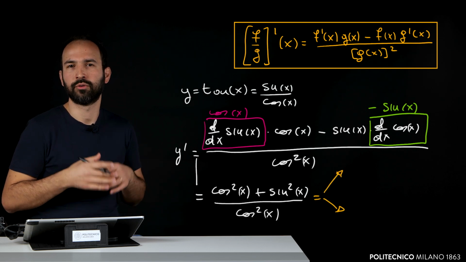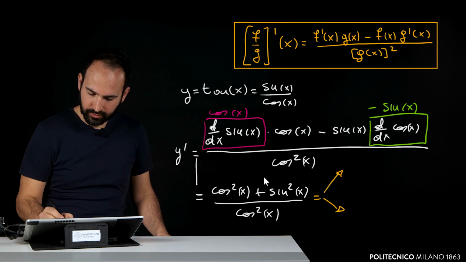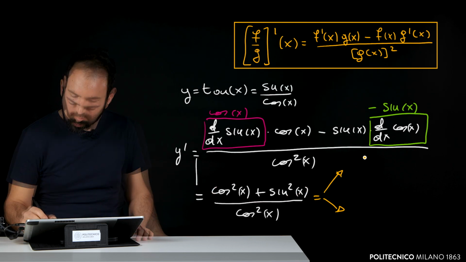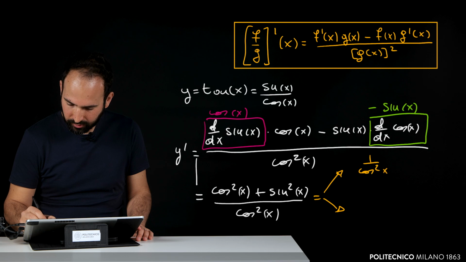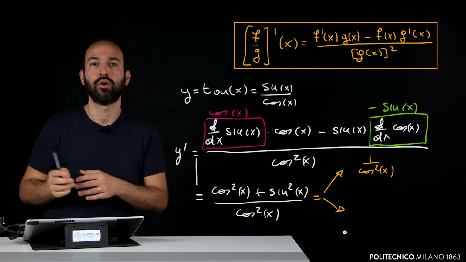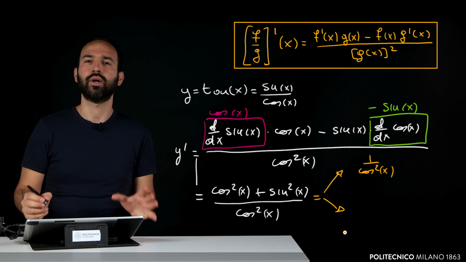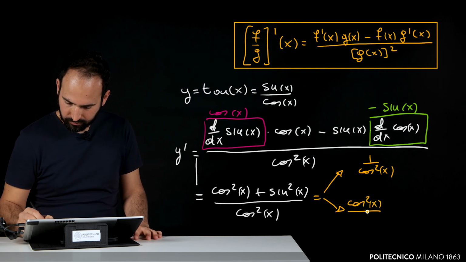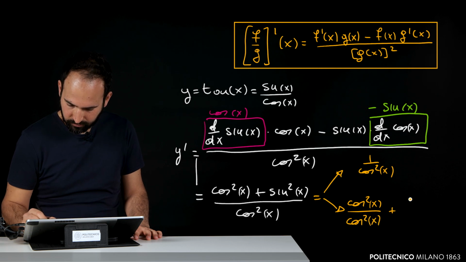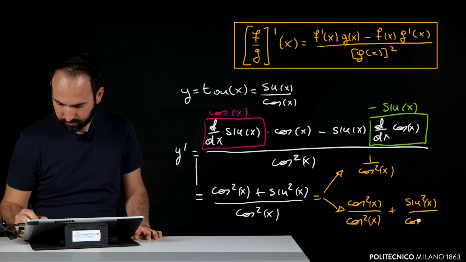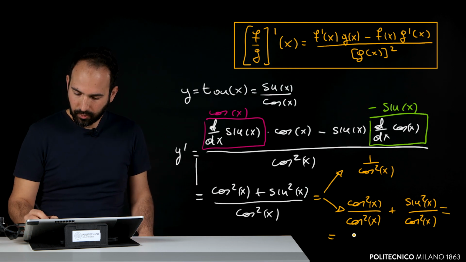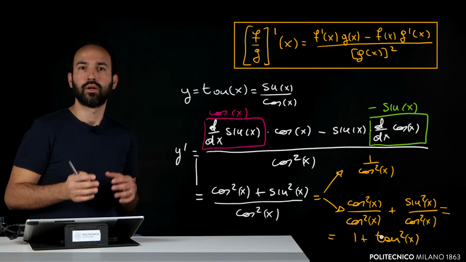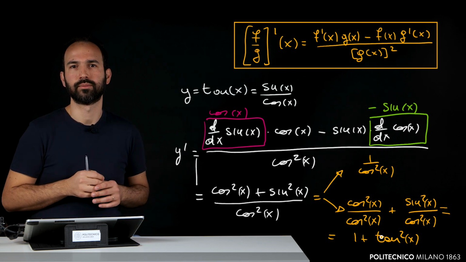We can write such a quantity in two different ways. The first is by using the fundamental trigonometric identity, so the numerator is equal to 1. So we obtain 1 over cos square of x, as shown in the table of elementary derivatives. The second way is splitting the fraction. That is 1 plus tangent square of x, which can be useful in some applications.